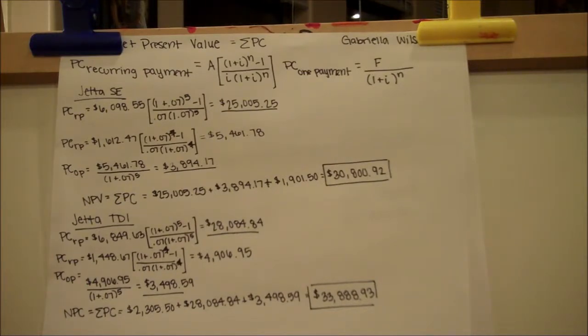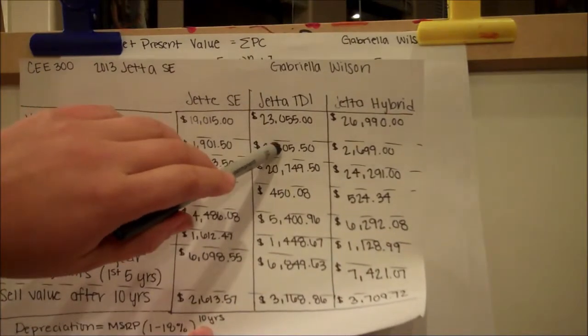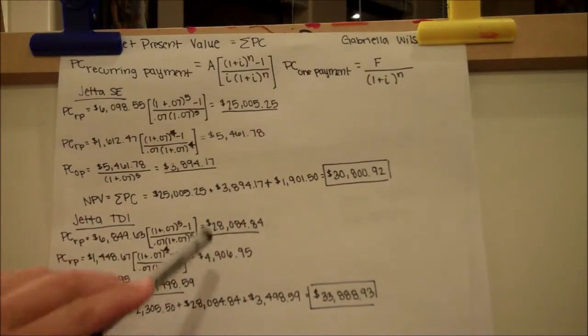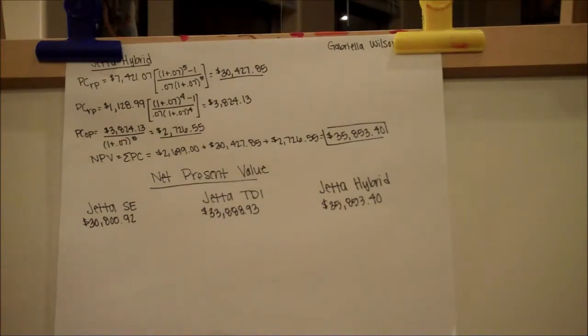Now we will take the net present value, which equals the summation of the present cost, which is our down payment, and our down payment is $2,305.50, plus $28,084.84, plus $3,498.59. That value equals $33,888.93.